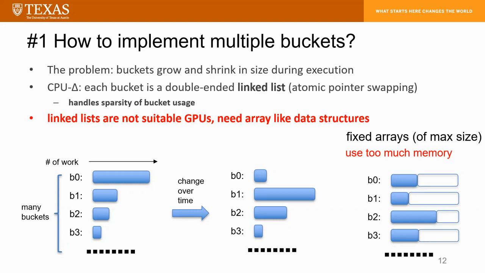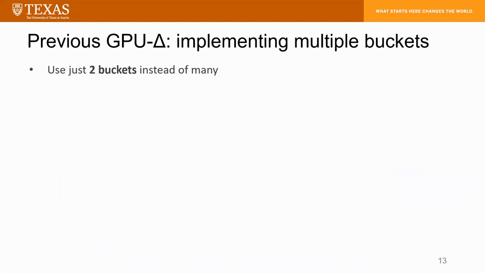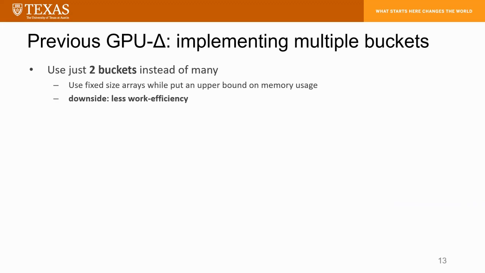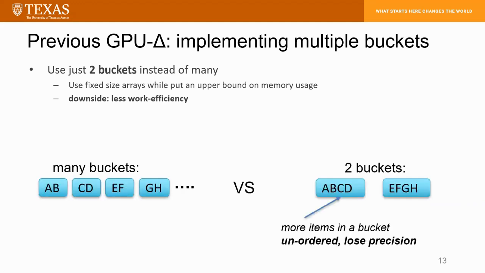Clearly, linked lists are not suitable for GPUs, so we need an array-like data structure. Because of this, previous GPU data stepping used just 2 buckets instead of many, so that they could implement those buckets as fixed-size arrays, which puts an upper bound on memory usage. The downside is less work efficiency, because 2 buckets give a less precise processing order, so we may end up doing more work. The goal of our solution is to use many buckets, and to find a way to implement buckets as an array data structure as well.